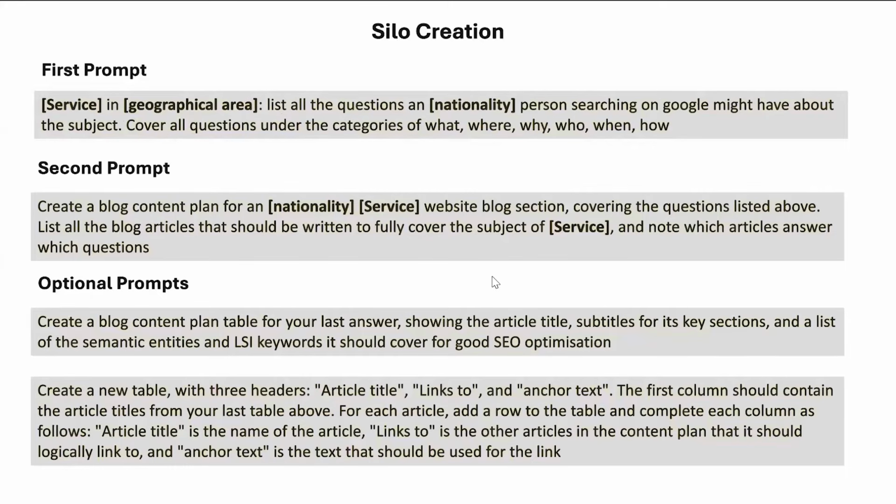Yep. So then you want to get it to organize that a bit for you, an outline of what that might look like as a set of logical articles. So again, create a blog content plan for a service in this country, website blog section covering the questions listed above. So in the previous answer, list all the blog articles that should be written to fully cover the subject of this service, and note which articles answer these questions. So you've got this raw list of questions, and it's going to go, okay, here's the titles, and it will contain this information.